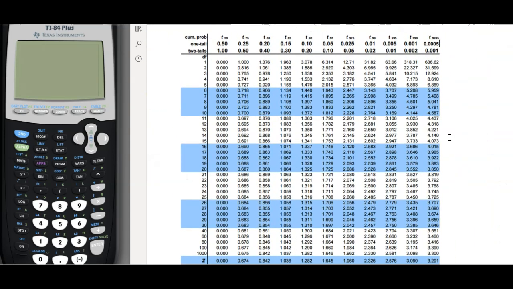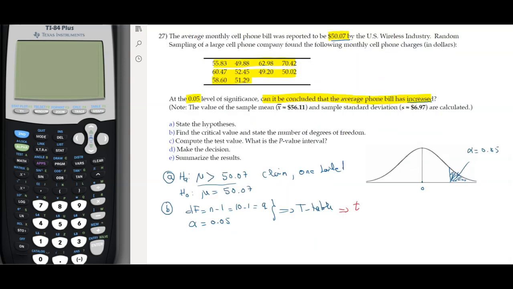For the t-table, we can follow here the one tail, 0.05 right there. So we are following this column, and then degree of freedom is 9, and we extend it all the way to this column, and the intersection would be this number here, which is 1.833. So this is going to be your t-critical, 1.833.